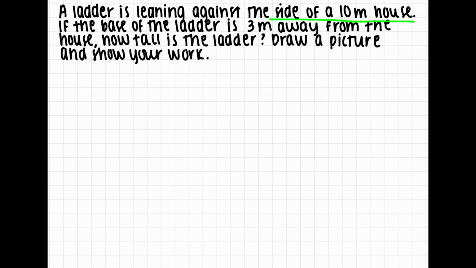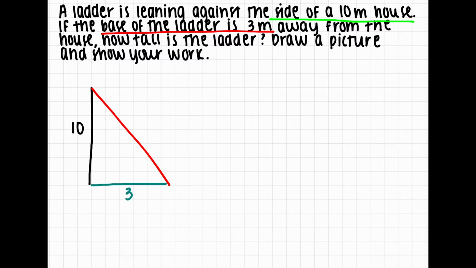So what I'm going to do is I'm going to draw a line. Your houses are going up and down just like this, and I'm going to say this is the house. This is 10 meters long. And there's a ladder leaning against it, so I'm going to say that my ladder is leaning like this. And I know the base of the ladder is 3 meters away. So remember that base, that's the bottom of the ladder. This distance right here is 3 meters.